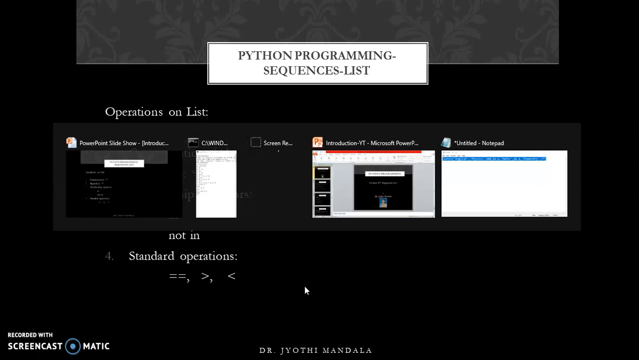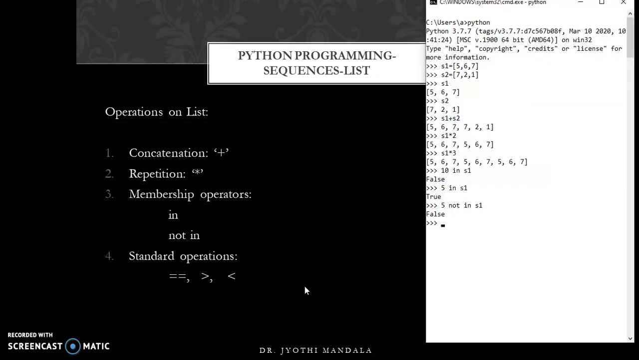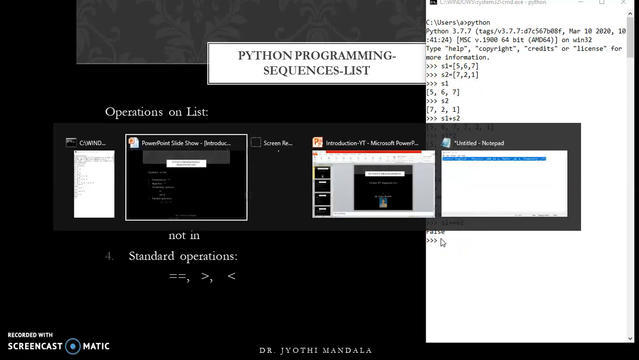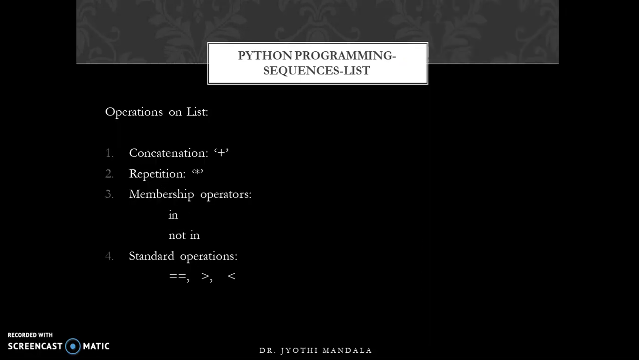I'll show you one example and the remaining two you can work out yourselves. So S1 equal to S2. These three standard operations will give either a true or false value. So if you do that one, S1 is not equal to S2, so it is giving false. Like that you can use greater than and less than operations also.